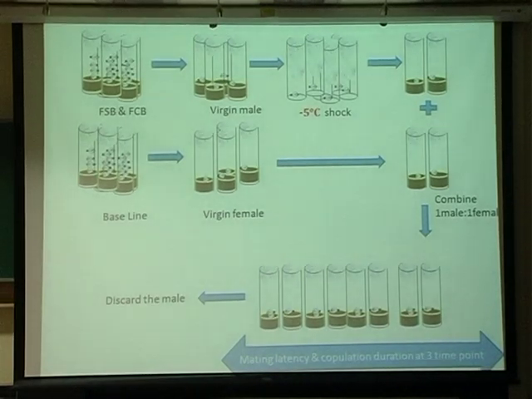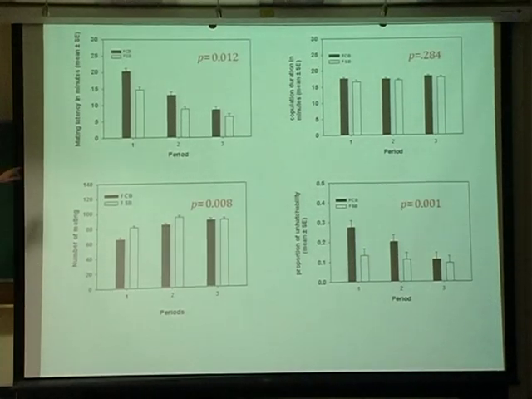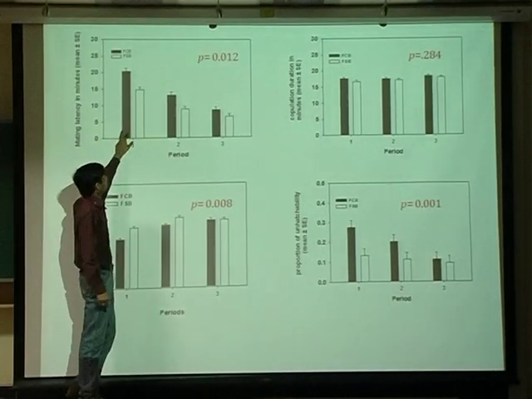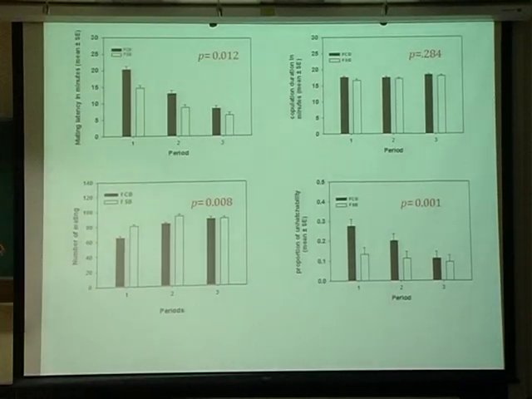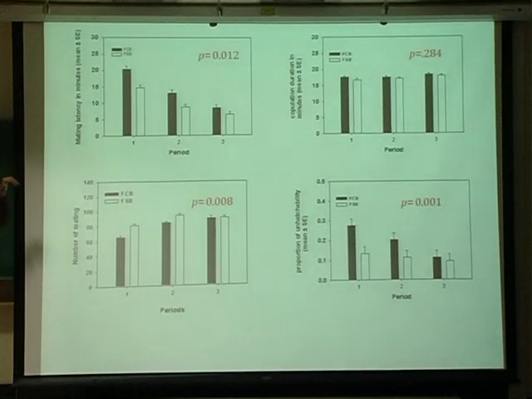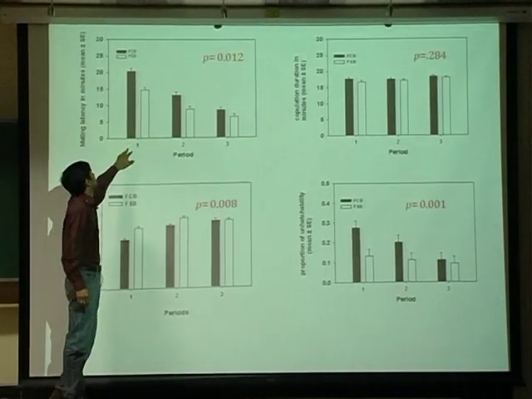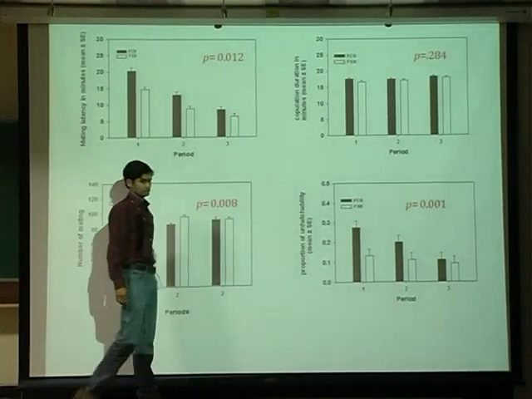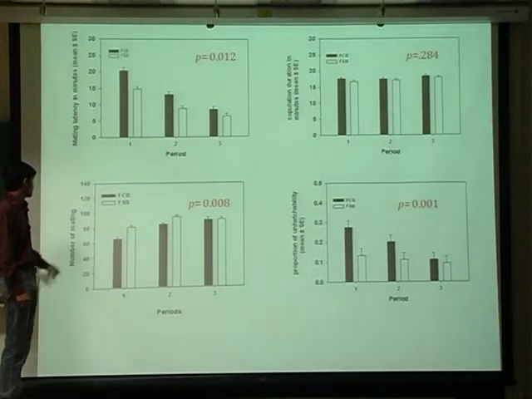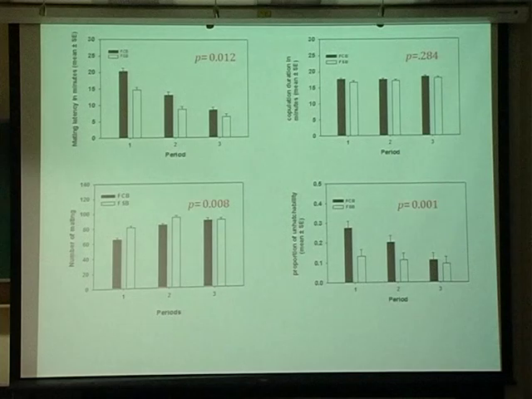These are the results. For mating latency, the black one is the control and the empty one is the selected lines. The mating latency in the selected lines is significantly reduced, but there is no difference in copulation duration between the control and the selection. The number of matings increases in the selected lines compared to the control.